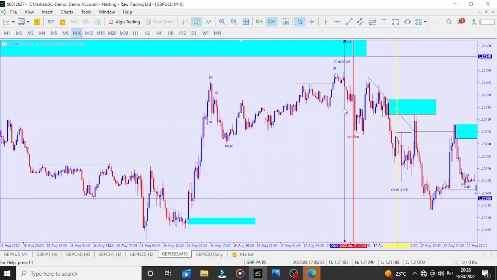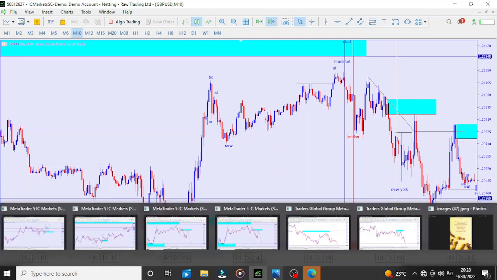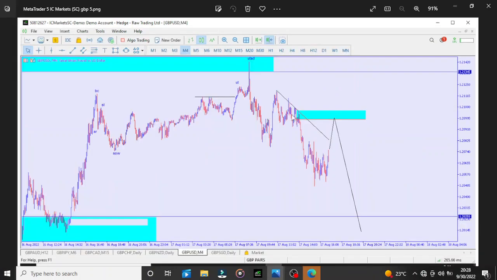Around this area, you see the price mitigated and triggered my order. And my second entry was this one. The first entry was right here. The second entry was right here because I expected the run to liquidity before going down.